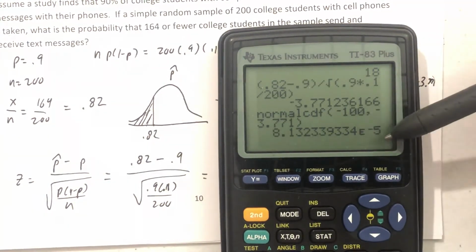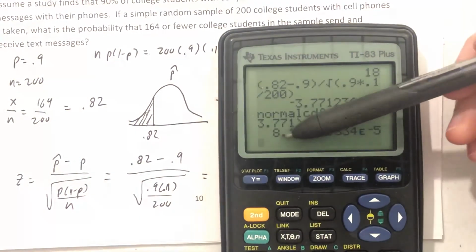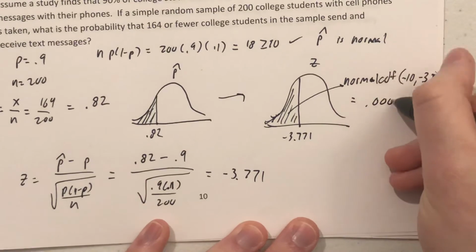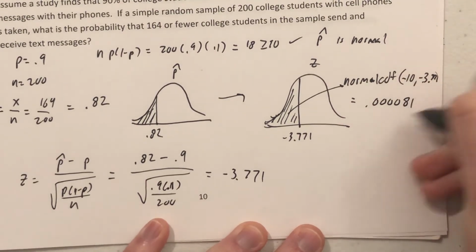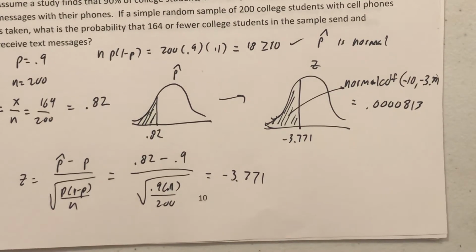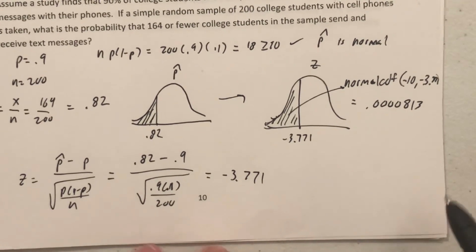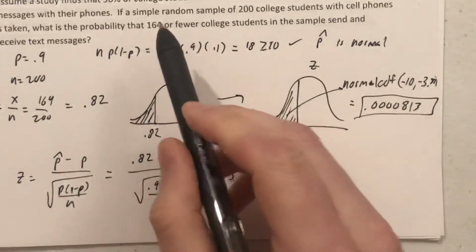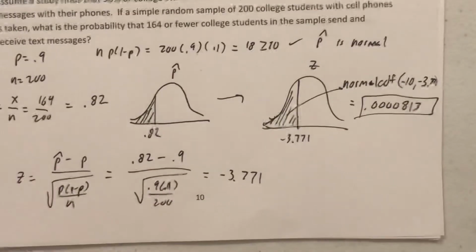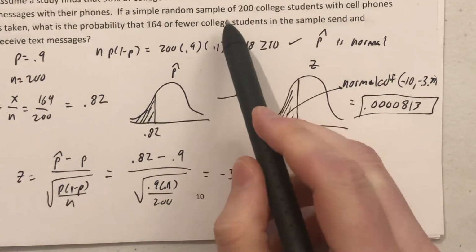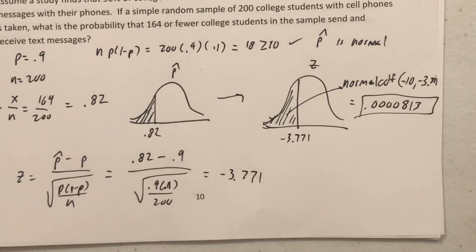Notice the e to the negative 5. That's scientific notation telling you this decimal belongs 5 places to the left. So I've actually got 4 zeros in front of the 8, 1, however many places you want to go here for some accuracy, 0.0000813. And I don't really have room for the sentence, but just to point out, that is the probability that 164 or fewer of the 200 students would have the sending and receiving text messages with their phones.